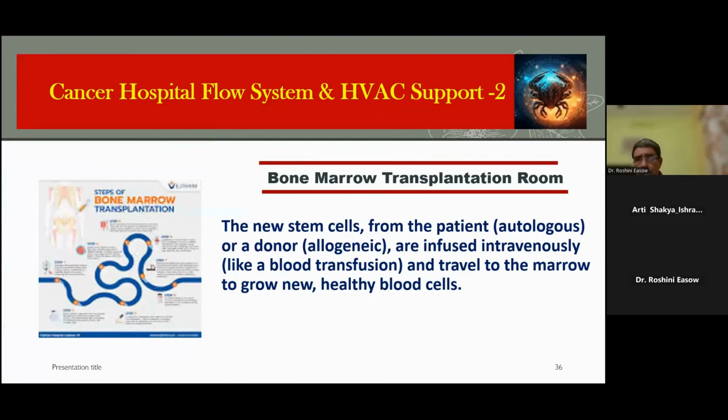So this bone marrow transplantation is, simply said, for leukemia patients, blood cancer. So now the treatment has come. But along with the machine, the treatment will be successful only if we can give a proper HVAC design. If the HVAC design is wrong, the bone marrow transplantation process will be very problematic for the patients.